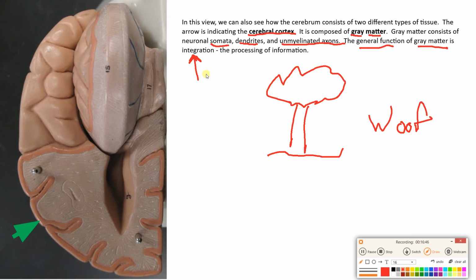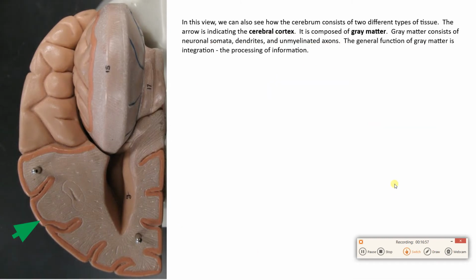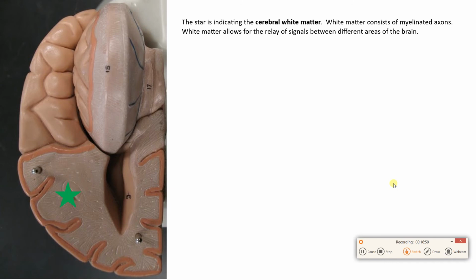Now, the cerebral cortex is composed of gray matter. Gray matter is nervous tissue where you're going to find somata, so cell bodies, dendrites, and some unmyelinated axons. The overall function of gray matter is integration, which we know is the processing of information. All right, if this layer out here is gray matter, any idea what this deeper region is going to be called? Shout out a guess if you got one. And maybe you said white matter, and you'd be right. The white matter in the cerebrum, which is the deeper part, is composed of myelinated axons. And of course, myelinated axons send signals. They send signals quickly, and they allow different areas of the brain to talk to one another.